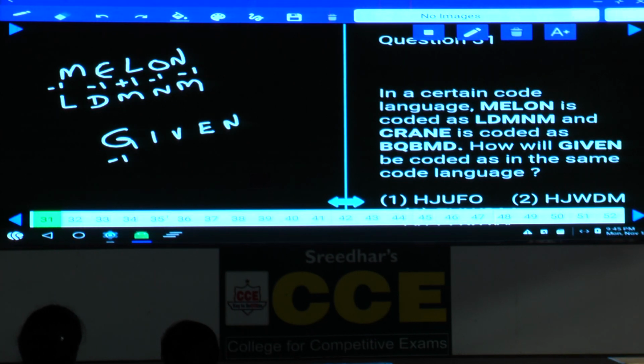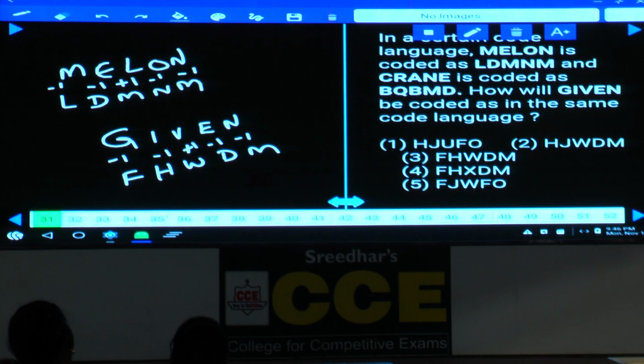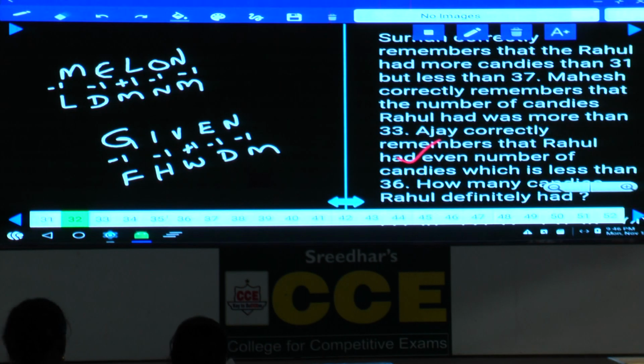Now given: G minus 1, plus 1, minus 1, minus 1. G minus 1 is F, I minus 1 is H, V plus 1 is W, and then D and M. FHWDM. It is given in choice 3. Yes, question number 31, it is choice 3.